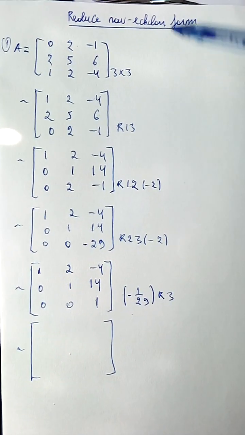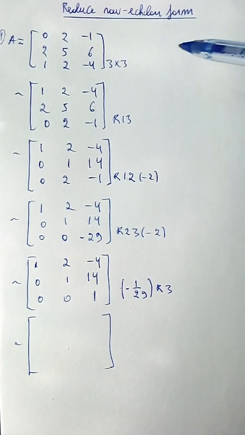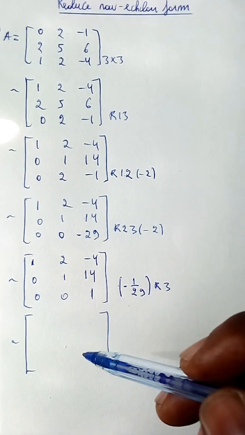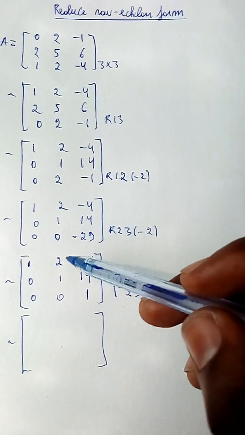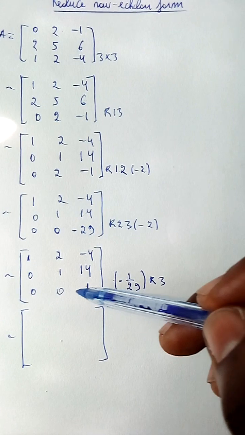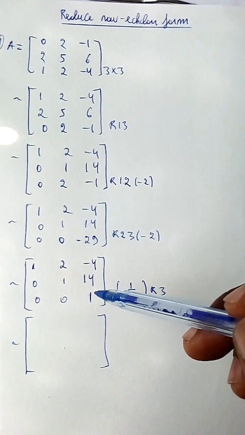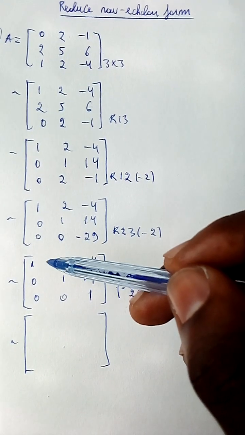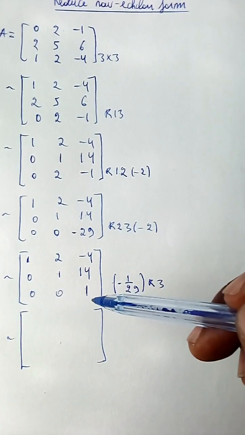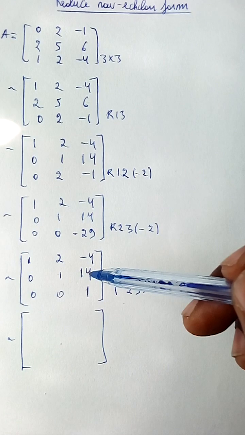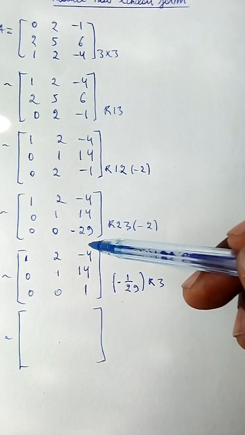So the question is reduced row echelon form. So how to make the reduced row echelon form? We are going to use this leading one in the third row. In this case, it's not the first row, but we are using the third row to make 0 here in the second row and the first row.